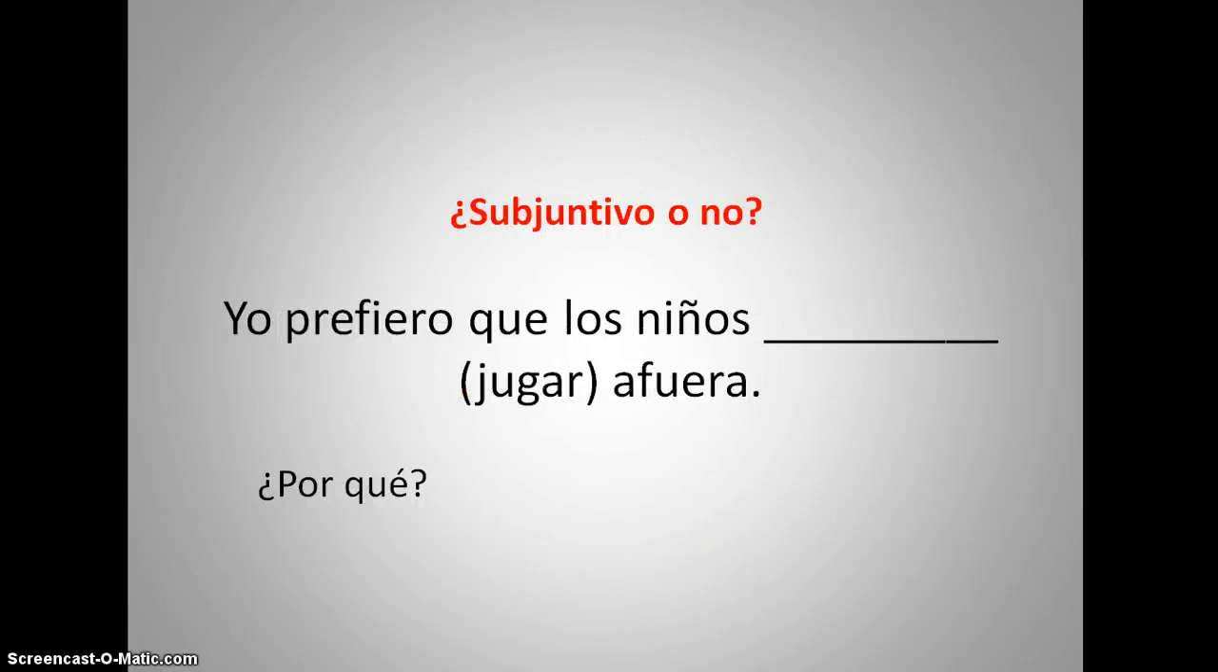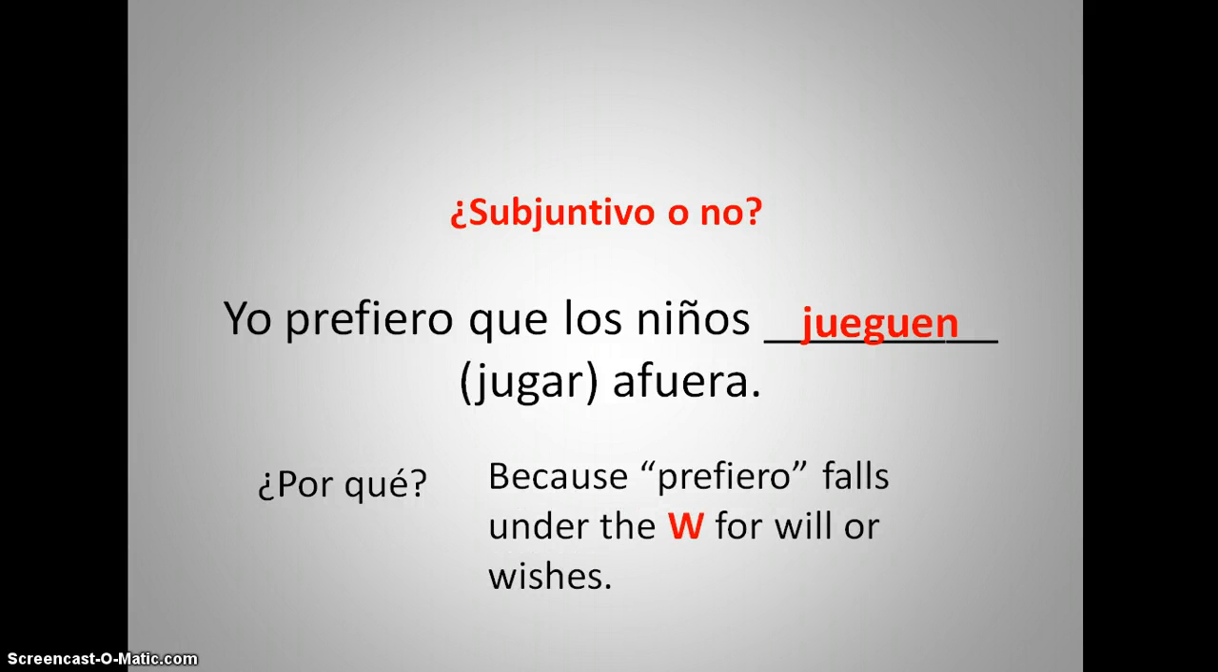Next one. Yo prefiero que los niños blank afuera. I prefer that the children play outside. So, ¿qué piensas? If you said jueguen, you are correct. It is subjunctive because prefiero falls under the W for will or wishes. Prefiero triggers the subjunctive in the second clause.